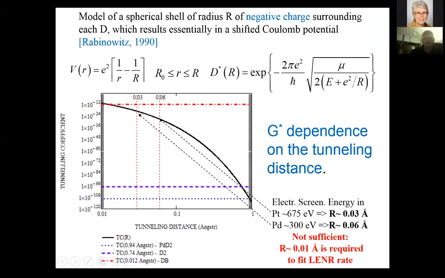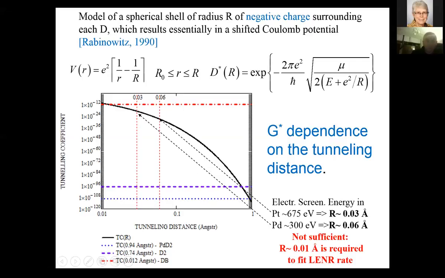This slide shows you the plot of the tunneling coefficient, this probability of tunneling, as a function of the tunneling distance. The idea is that if we, by some mechanism, can bring the nuclei of, for instance, two deuterons to a distance of 1 angstrom, like here, then you will see that by the Gamow formula, the probability of tunneling is 10 to minus 100, which is zero.